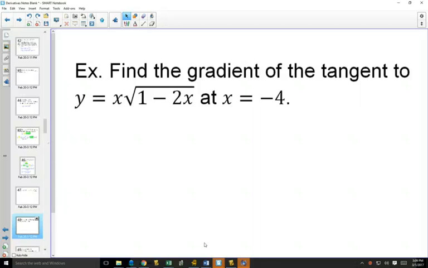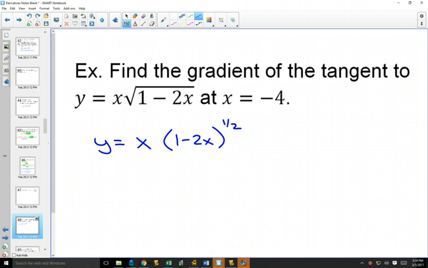Find the gradient. That's another way of saying find the slope of the tangent. Slope of a tangent should make you think, hey, that's my derivative. My derivative finds the slopes of all tangents. And if I want to find a specific one, say at x equals -4, I'm going to find my derivative and then plug -4 into my derivative, and I'll find my slope. This question doesn't ask you to find the equation of the tangent line. It just asks you to find the slope of that tangent line. So again, before I do my derivative, I look at my equation. Do I need to change anything?